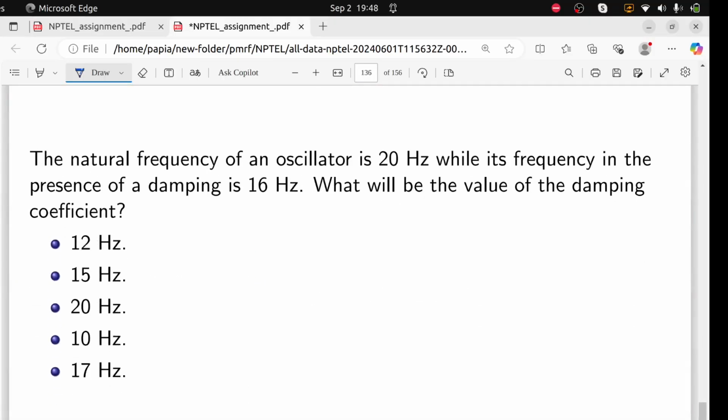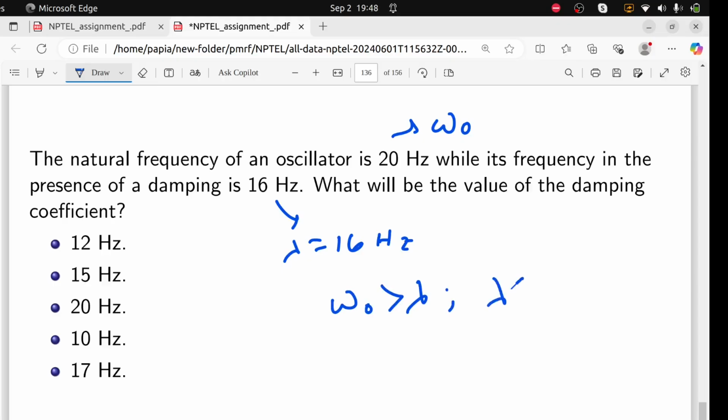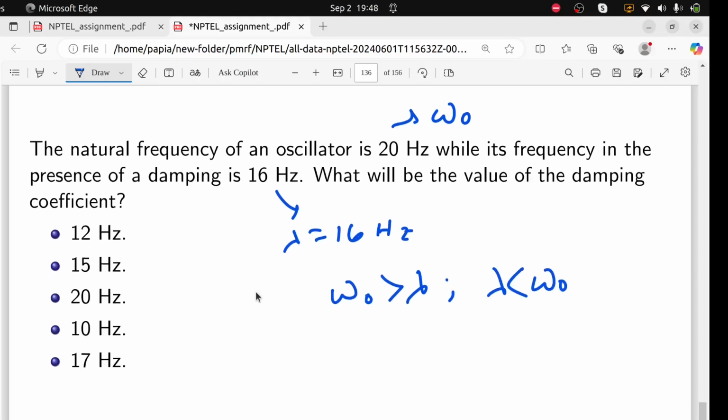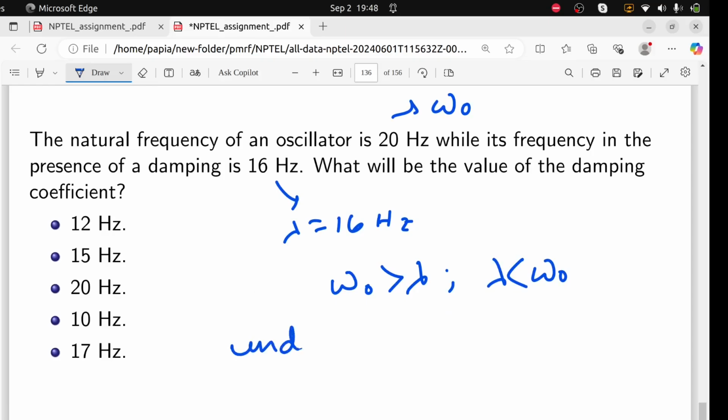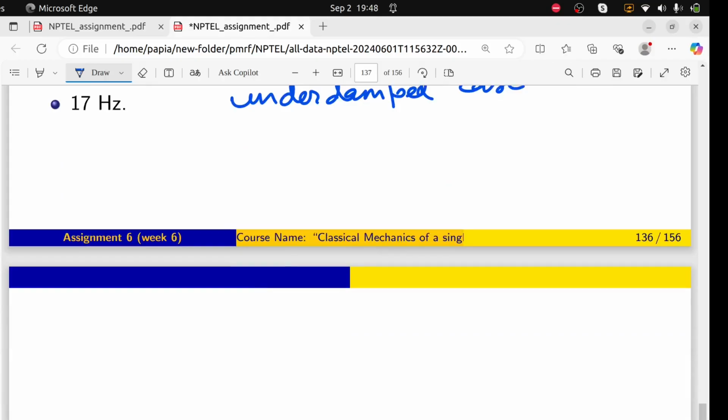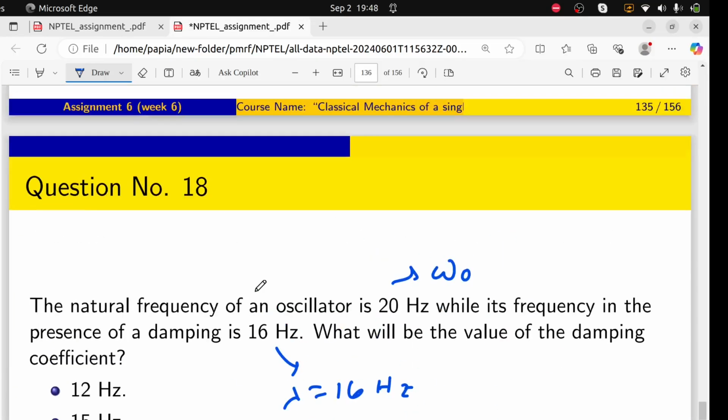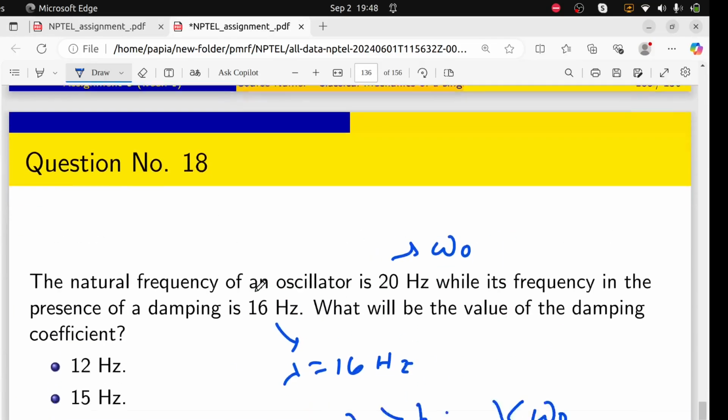Okay, now we can see that the natural frequency of an oscillator omega 0 is 20 hertz, while its frequency in the presence of a damping lambda is given as 16 hertz. So here obviously we can see that omega 0 is greater than lambda, that means lambda is less than omega 0, which is the condition for the underdamped case. So what will be the value of the damping coefficient?